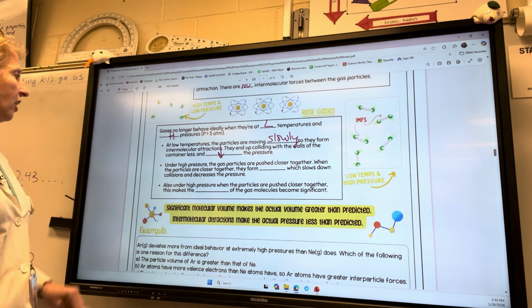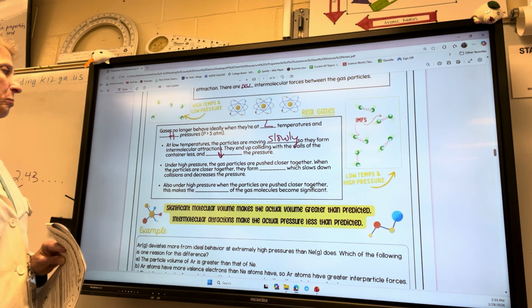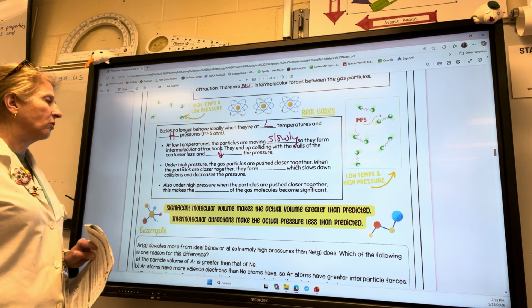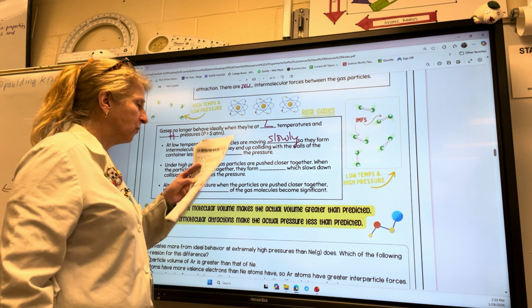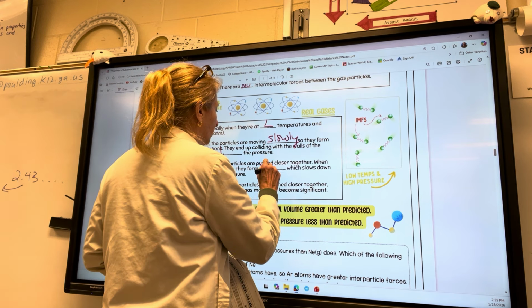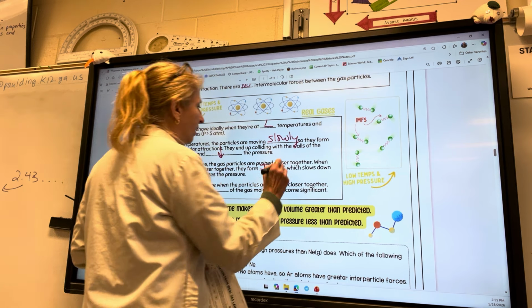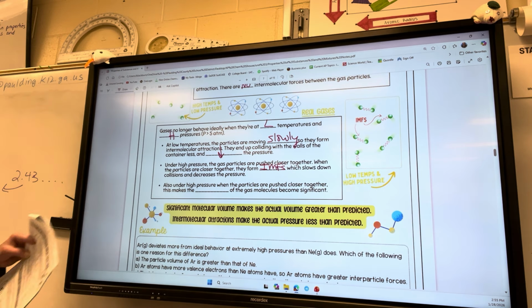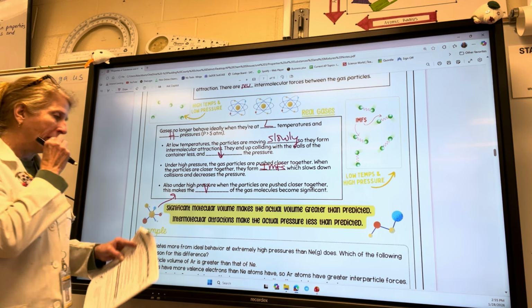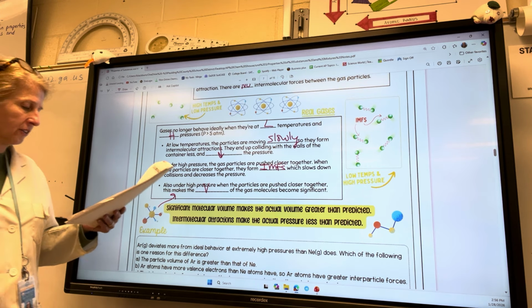Under high pressure, the gas particles push closer together. When the particles are closer together, they form intermolecular forces, IMFs, which slows down collisions and decreases the pressure. Also, at high pressure, when the particles are pushed closer together, the volume of the gas molecules becomes significant. You know, big V is volume. That's what that's saying. Now here's an example problem.